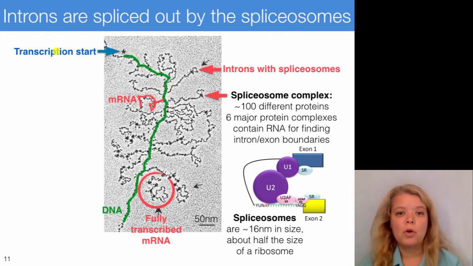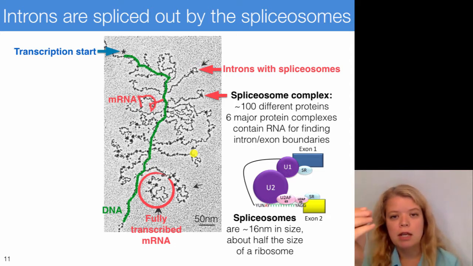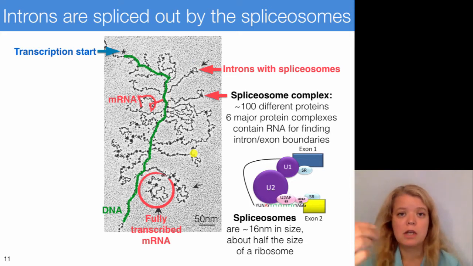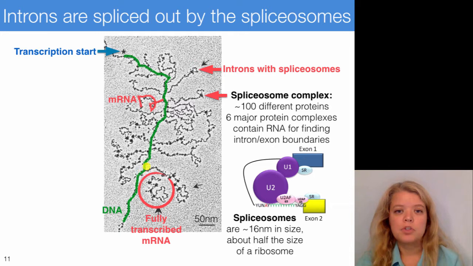Okay, so this black and white image actually shows an arrested RNA transcription process. In this case, the green string in the middle is the DNA template, and now there are multiple RNA polymerases sitting on that DNA, and each one of them is making an RNA molecule.